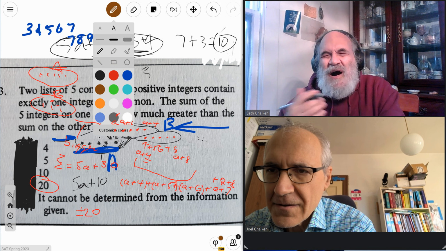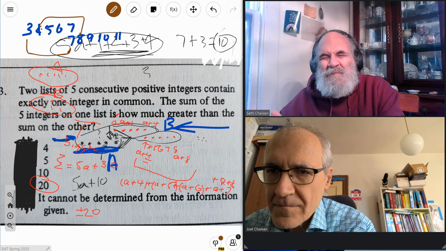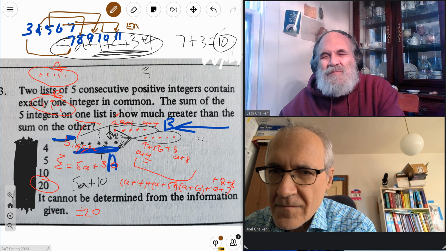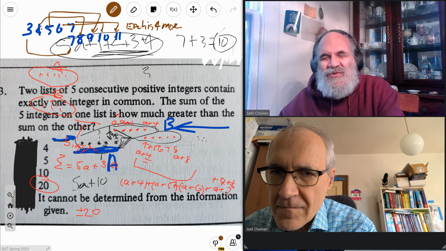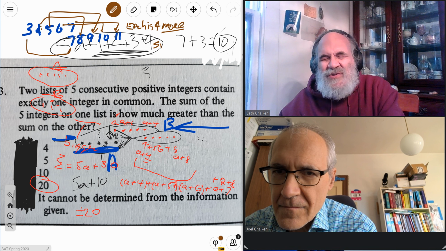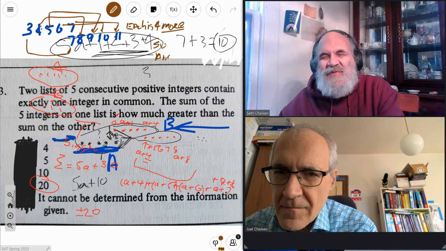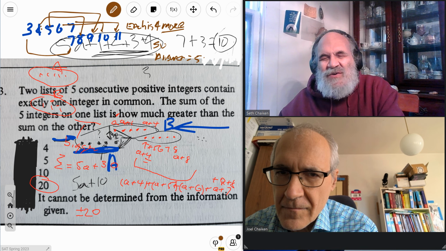Look at that. And there are 5 entries, and therefore how much more is in the sum of the bigger list is how much more each entry is times the number of entries. The number of entries is 5. The amount by which each one is bigger than the corresponding one in the other is 4. 5 times 4 is 20. Wow, that was really smart.